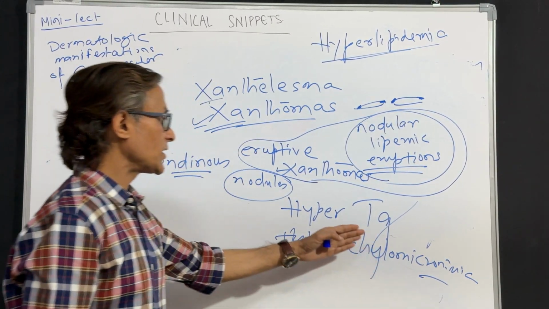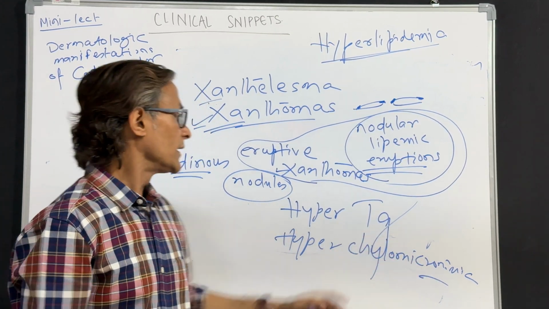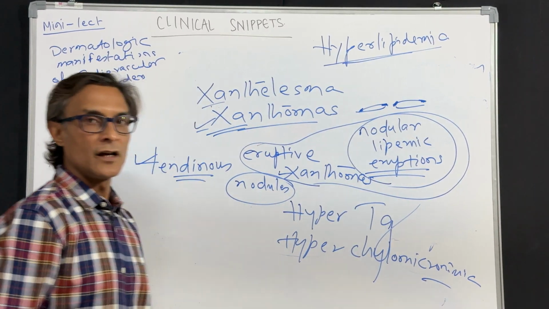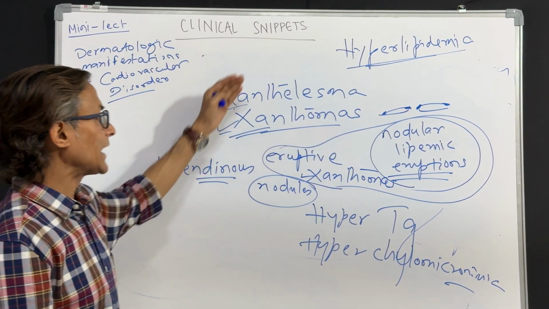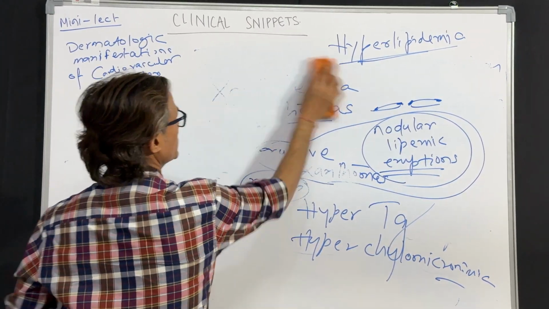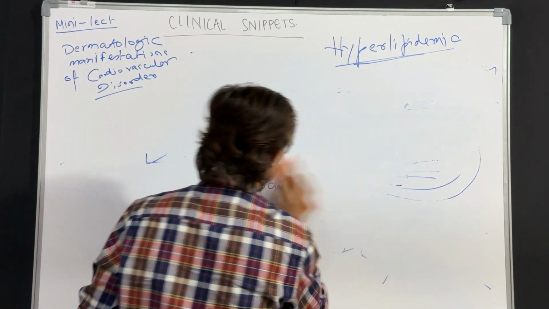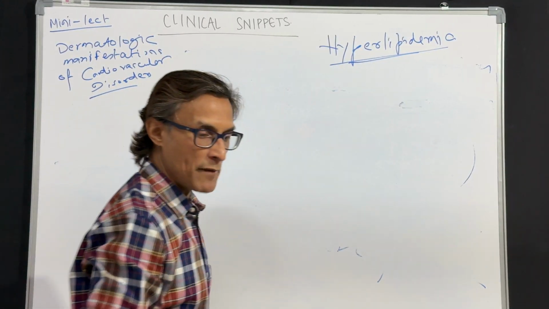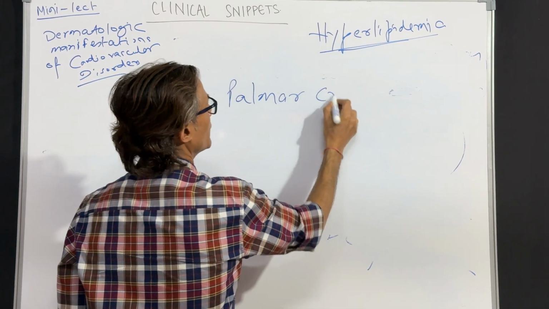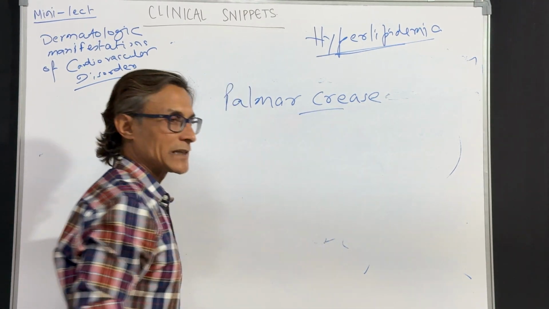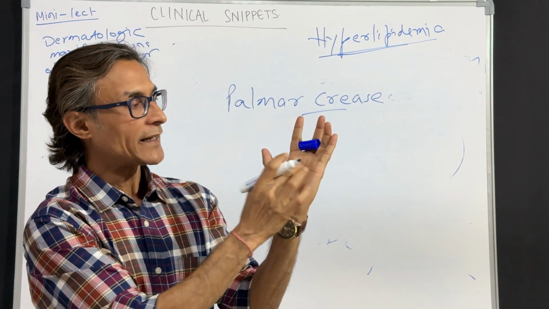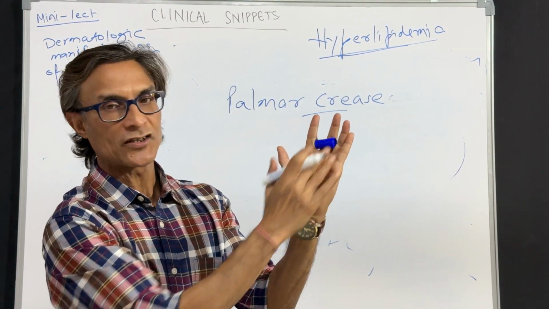So whenever there is increased triglycerides and chylomicrons, they usually present as eruptive xanthomas. Other dyslipidemias can present as xanthelasma, tendinous xanthomas. And another specific type of xanthomas are known as palmar creased xanthomas. They specifically occur in the hands. Nodular eruptions, they occur in the palmar creases and on the hands.